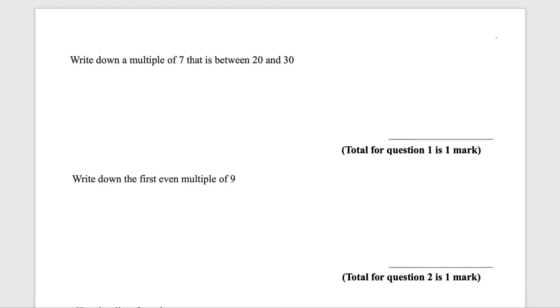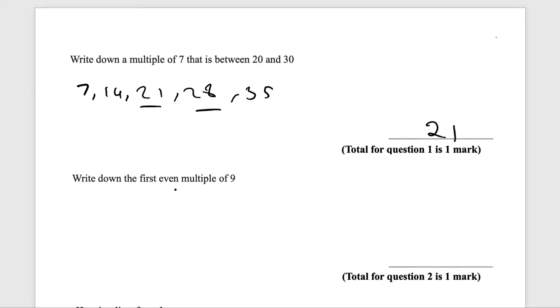Our first exam question states, write down a multiple of 7 that is between 20 and 30. So let's just write out the multiples of 7: 7, 14, 21, 28, 35. Which one is between 20 and 30? You can have 21 or 28. We just need one. Okay, that would be 1 mark.